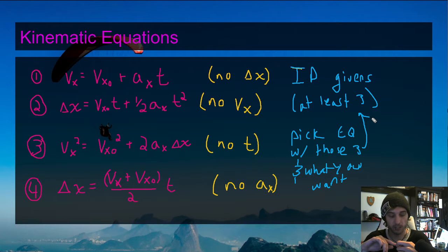So if you're freaking out and you're like, the equation I picked isn't working, try another one that includes the thing you're looking for. It's not always just going to be, if you're looking for displacement, use 2 or 4. 3 has displacement in it as well, so if you don't have time, that's the more relevant thing to look for. If you don't care about time, probably use equation 3. If you don't care about final velocity, use equation 2, so on.